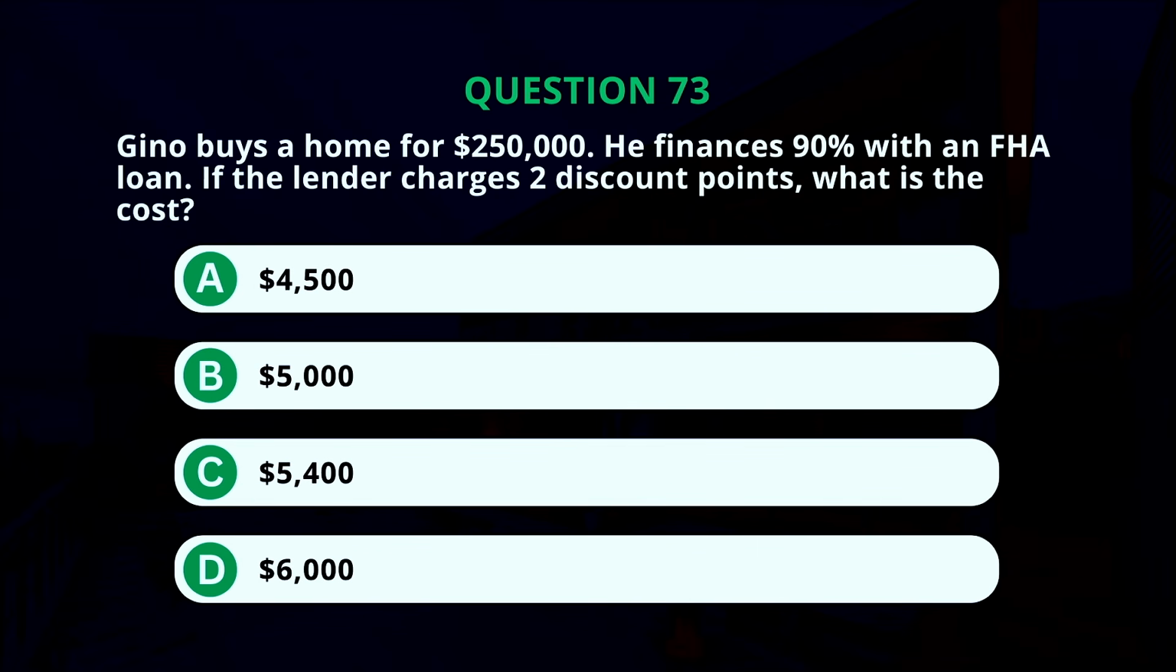Question number 73. Gino buys a home for $250,000. He finances 90% with an FHA loan. If the lender charges 2 discount points, what is the cost?